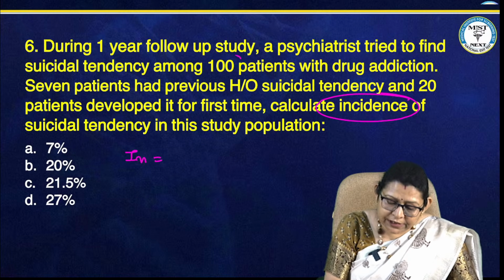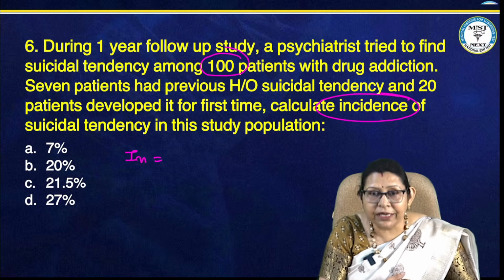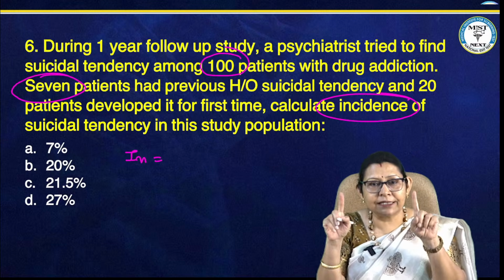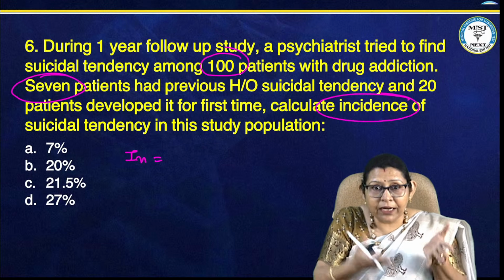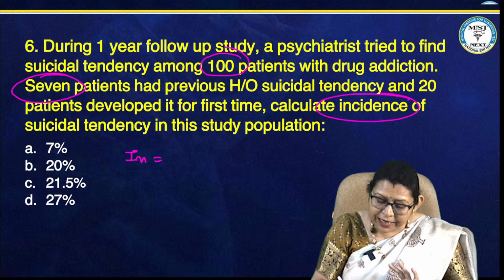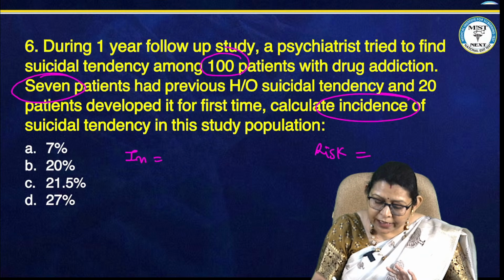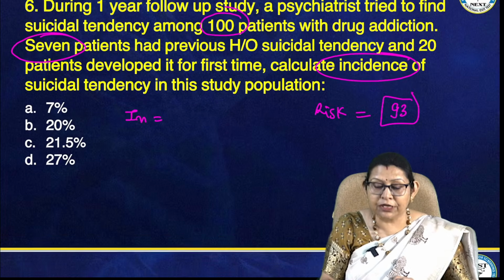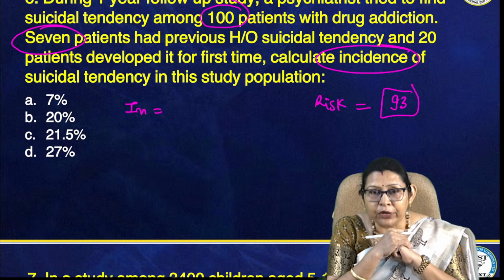This is the definition of incidence. Now how many patients are there? There are 100 patients with drug addiction. Already 7 have a suicidal tendency. This is a very important catch. Once someone has a suicidal tendency, it cannot be a new case again, they already have it. So how many are left at risk? The at-risk population is only 93. This is the first important catch.